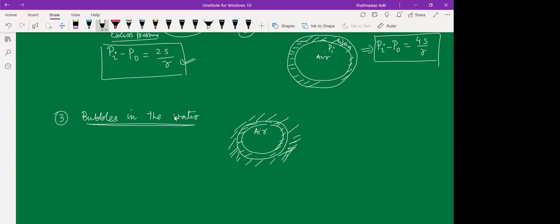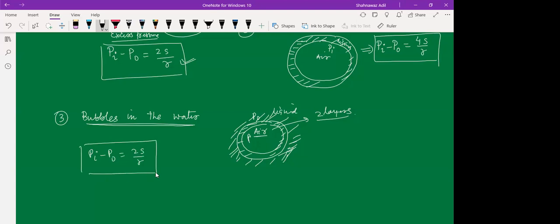Bubbles in the water. How many layers? This is liquid. The whole thing is liquid, and then this is air. So we only have two layers, right? So again, this P inside and P outside would be how much? That would be 2S by R.